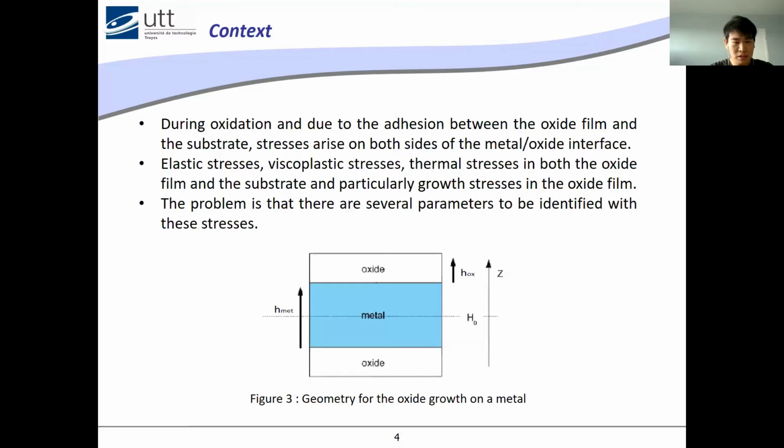During the oxidation, due to the adhesion between the oxide film and the substrate, stress arises on both sides of the metal and oxide interface. There are elastic stresses, viscoplastic stresses, and thermal stresses in both the oxide film and the substrate. And there are particularly growth stresses in the oxide film. The problem is that there are several parameters to be identified with these stresses.